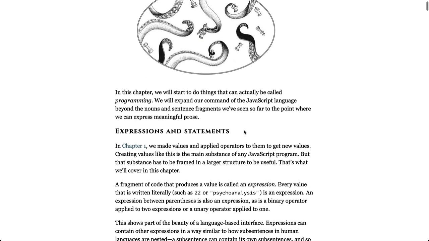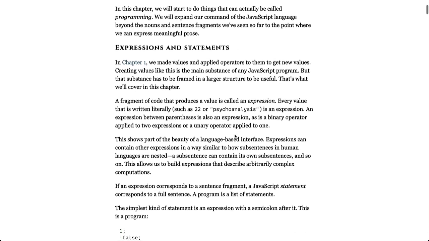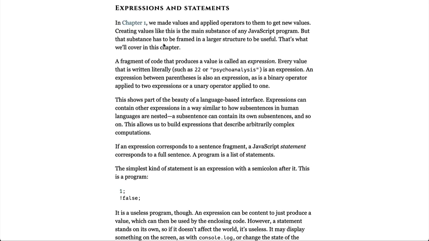In this chapter, we will start to do things that can actually be called programming. We will expand our command of the JavaScript language beyond the nouns and sentence fragments we've seen so far to the point where we can express meaningful prose. Expressions and statements. In Chapter 1, we made values and applied operators to them to get new values. Creating values like this is the main substance of any JavaScript program. But that substance has to be framed in a larger structure to be useful. That's what we'll cover in this chapter.